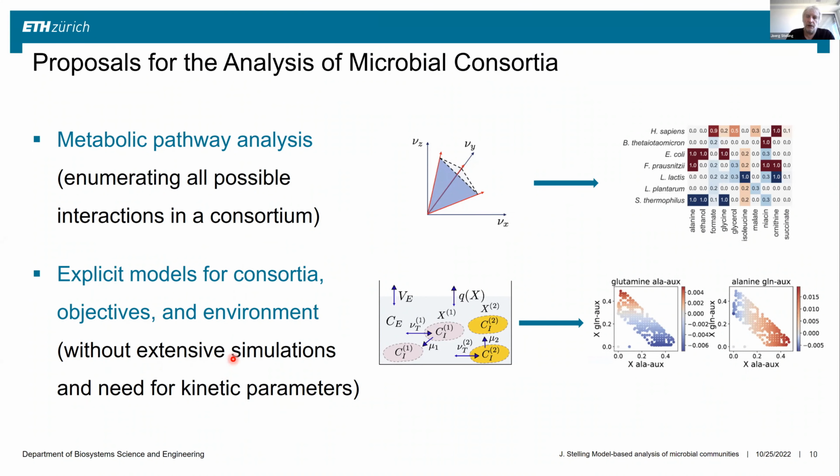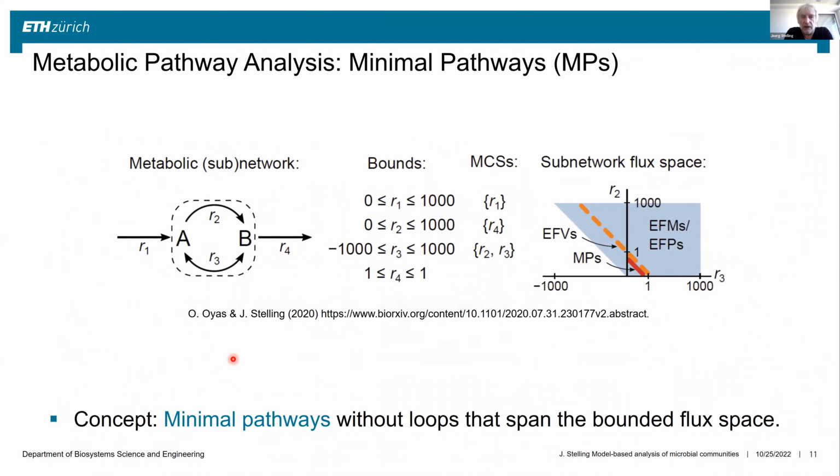So first for the pathway analysis part. So the idea here is that we have, for example, a metabolic network. It could also be a metabolic subnetwork. We have defined bounds on fluxes. These are described here.